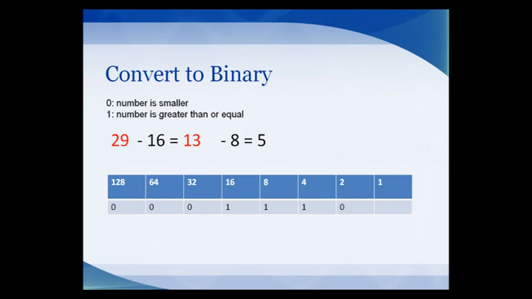1 is smaller than 2, so you put a 0, and 1 in the last position is the same, so we're going to put a 1, and that's our binary number, 00011101.